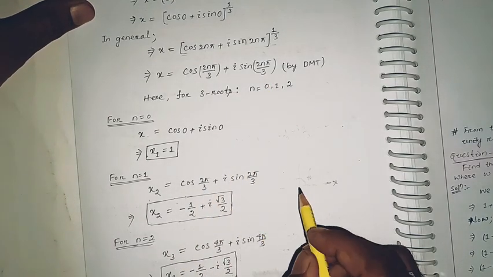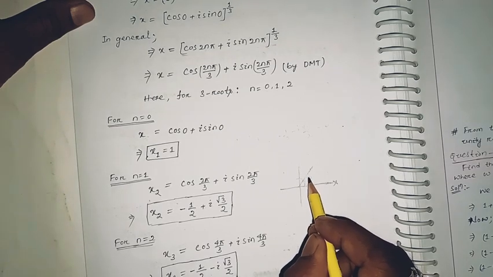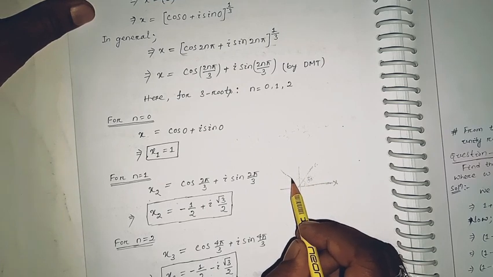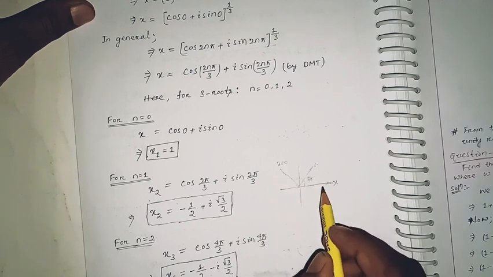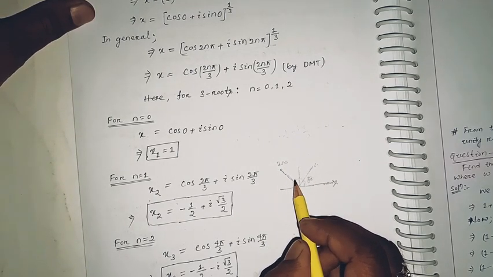Pi by 3 is your 60 degree. Then 2 pi by 3 means 120 degree. That means this angle will be in the second quadrant. This is your positive real axis. So 2 pi by 3 will be in the second quadrant.